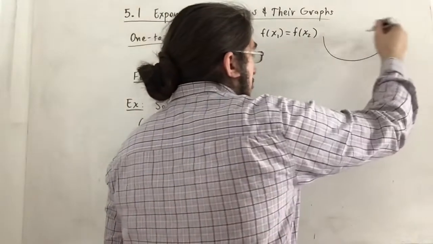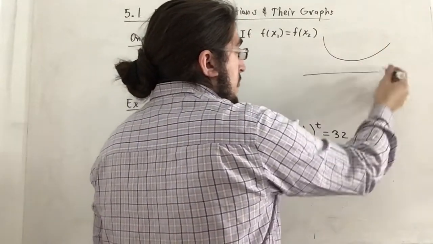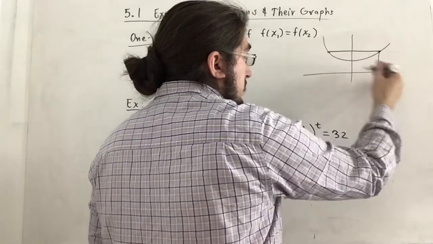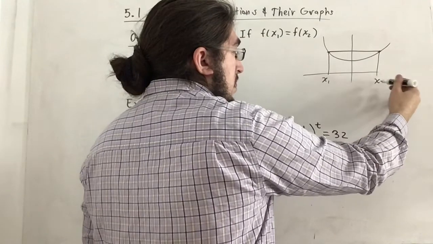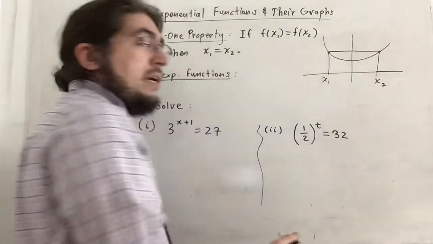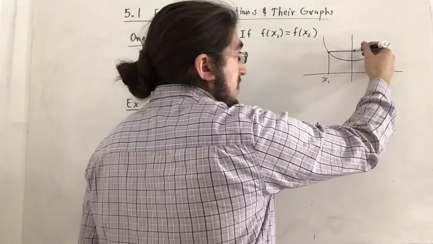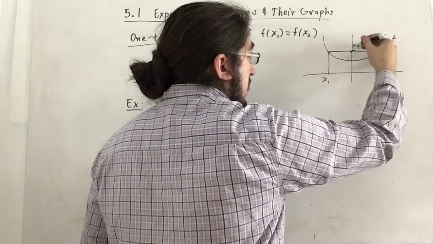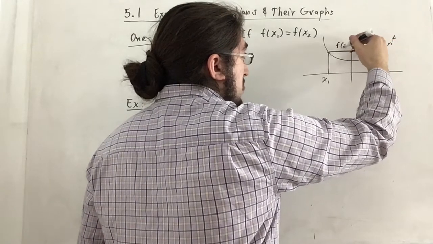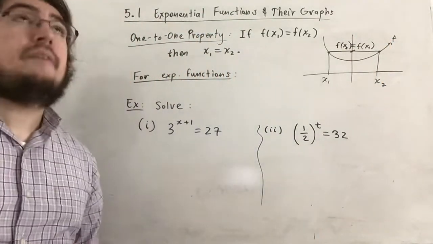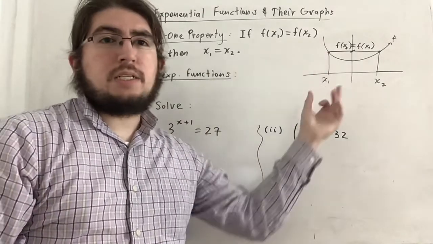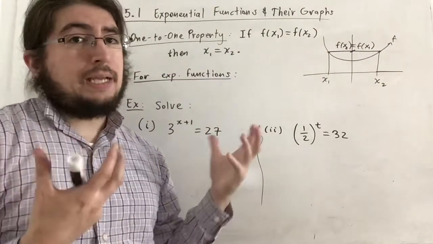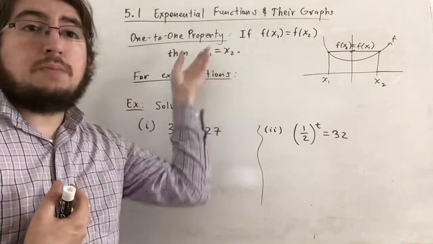Parabolas fail the horizontal line test because there exist 2 points that correspond to the same y values but have different x values. So here, these are different x1 and x2, but they actually have the same y value, and if this is the curve of f, then these will each be f of x1, but it'll also be equal to f of x2. So here f of x1 is equal to f of x2, but x1 and x2 are different, they're not the same. So this is not 1-to-1. This fails the horizontal line test. But to pass the horizontal line test, this must be true.